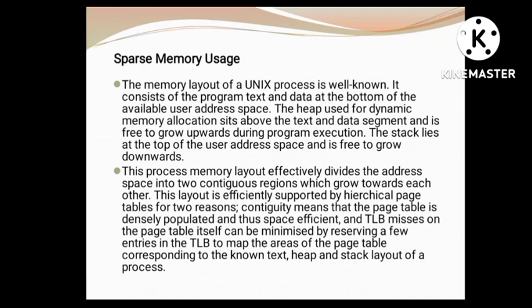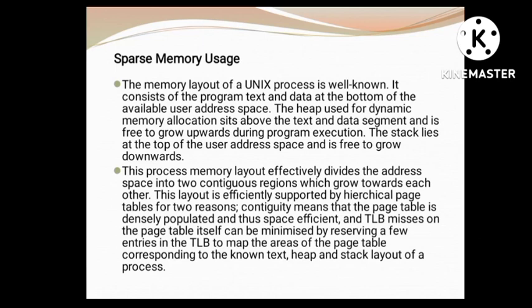Space memory usage. The memory layout of a Unix process is well known. It consists of the program text and data at the bottom of the available user address space. The heap used for dynamic memory allocation sits above the text and data segment and is free to grow upwards during program execution. The stack lies at the top of the user address space and is free to grow downwards. This process memory layout efficiently divides the address space into two contiguous regions which grow towards each other.